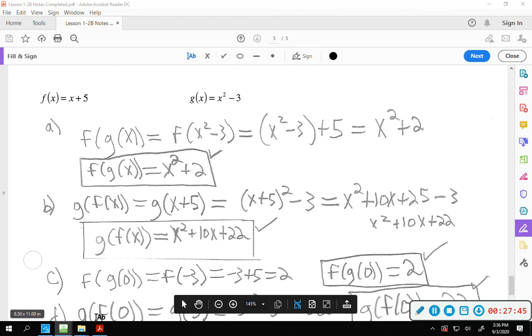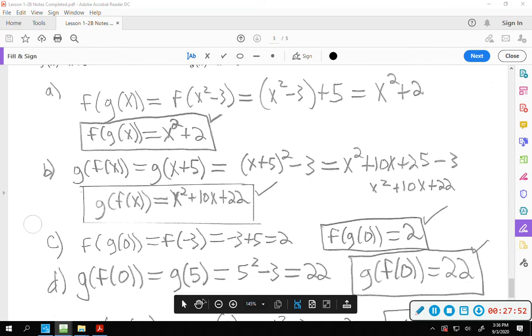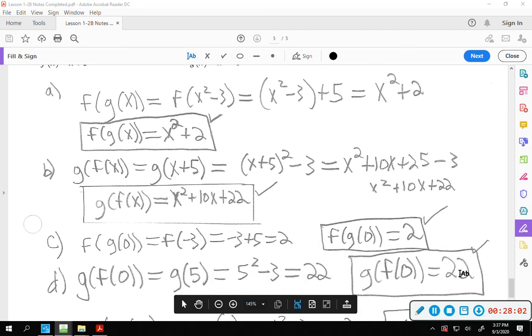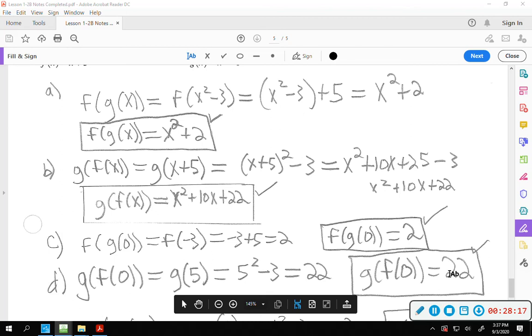g of f of 0. If 0 comes into f, 0 plus 5, 5 comes out. But that 5 now is the input into the g function. 5 squared is 25 minus 3. That's how we get 22. Now, both of these, if you find your composite correctly, you could just plug this into your composite. 0 squared is 0 plus 2 is 2. 0 plus 0 plus 22 is 22. So you don't have to even show this step, but you need to make sure that your composite's done correctly.